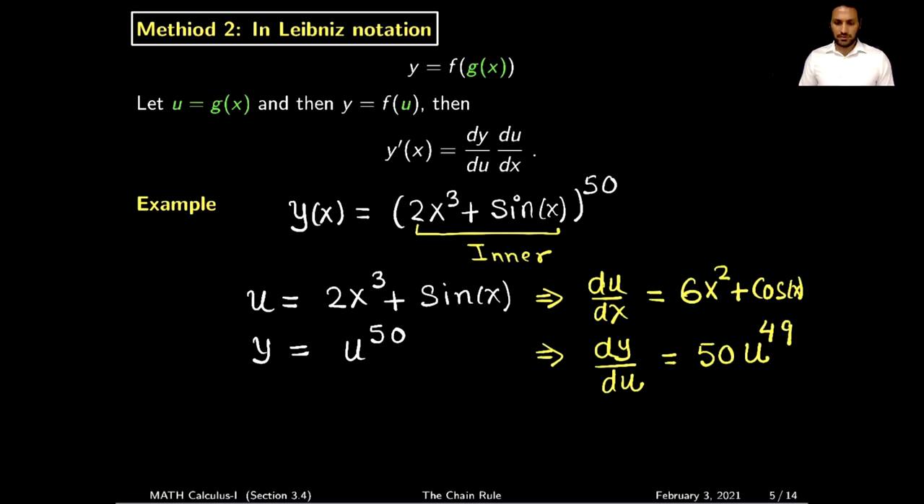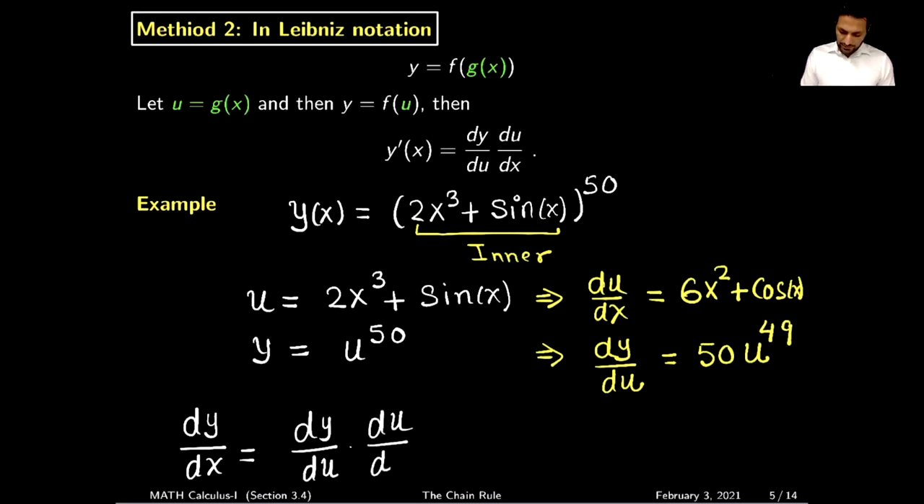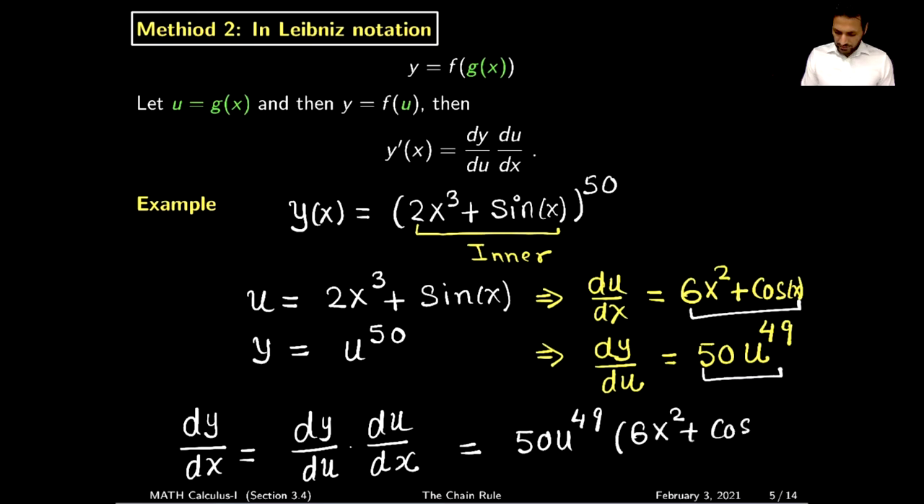Now I will use the chain rule to calculate the derivative of the variable y with respect to x. So according to the chain rule, the derivative of y, first I will calculate with respect to u, and then u is a substitution, then I calculate that derivative with respect to x. Or in other words, I will take this function and this derivative and multiply them together. So what I will get: 50 times u to the power 49, and this is multiplied by 6x squared plus cosine of x.